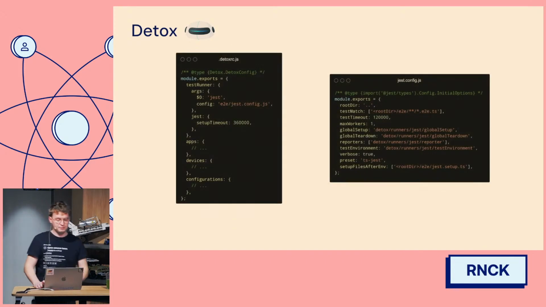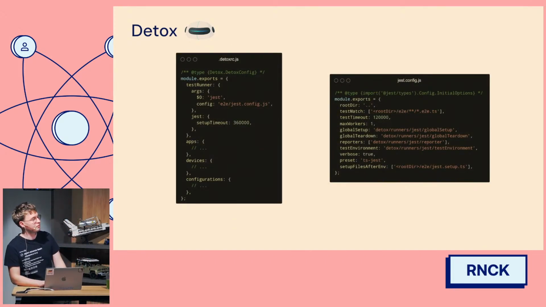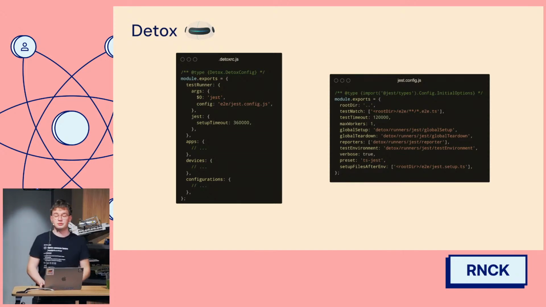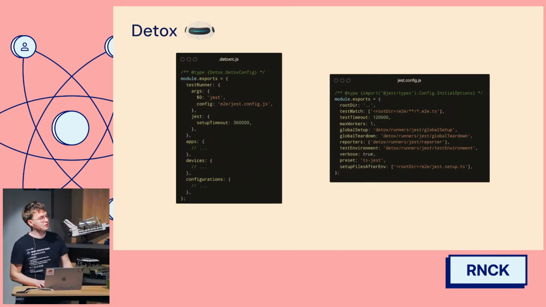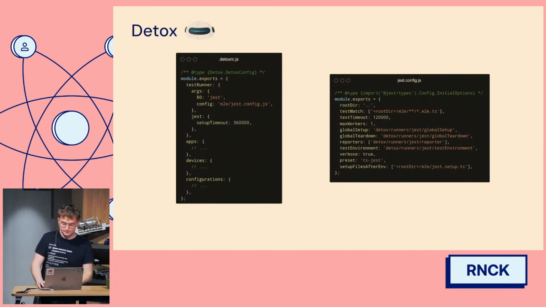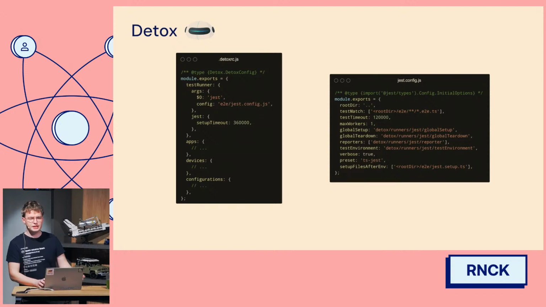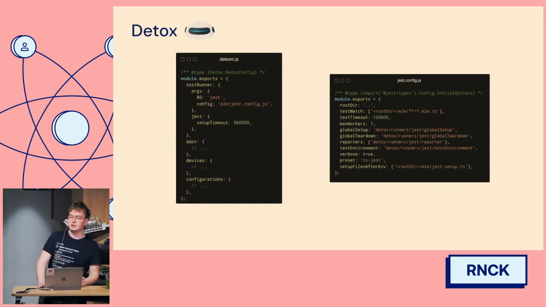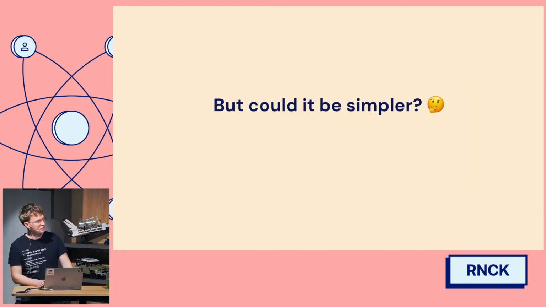Configuration should also be really simple. In the Detox RC, we need to configure the apps section with our build commands, the devices section with our simulators, and configurations that will be handy while running the runner. Also, the Jest config looks as usual, but here I just want to point out that for the properties, we need to point to the Detox runners. We can see that writing the tests is pretty simple and easy, but could it be simpler?